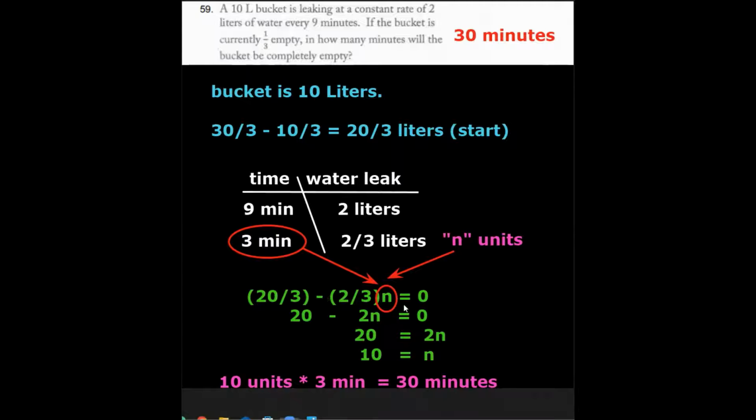So 20 minus 2/3 times n equals 0, because there'll be no water left. Multiply the entire equation by 3, and you get 20 minus 2n is 0. Add 2n to both sides, and divide by 2, and we get 10 units of n. But each unit of time where 2/3 of a liter leaves is 3 minutes. So don't forget to multiply by 3. 10 units of time at 3 minutes per unit is 30 minutes for the bucket to completely empty out of water. The correct answer was 30 minutes.